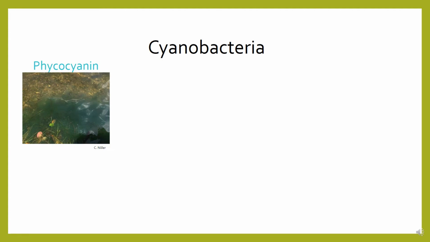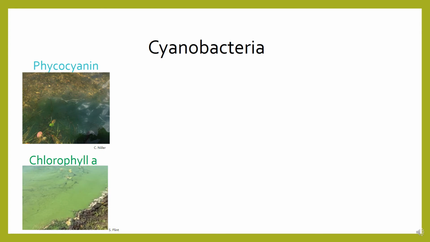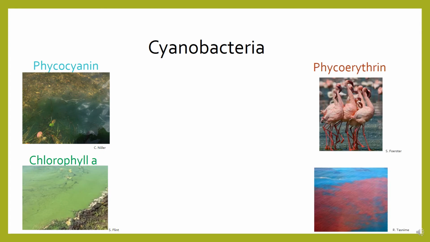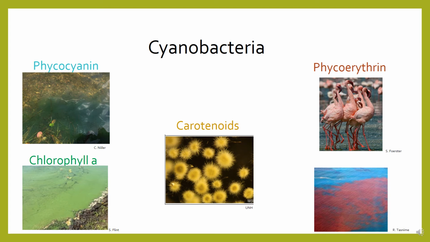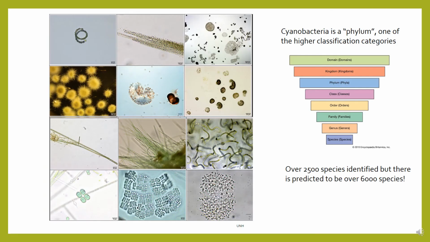Another cool thing about cyanobacteria is that it has a bunch of different pigments. The most unique is called phycocyanin, which is this blue-green color that is heavily associated with cyanobacteria. You can see a picture here. That's not the only pigment they have, though. They also have chlorophyll A, which gives it more of a green color. It has phycoerythrin, which is a red color, and that's the reason that African flamingos are pink, and sometimes the Red Sea is named the Red Sea because of red cyanobacteria. And there are also carotenoids that give it that orange, yellow, brownish kind of color.